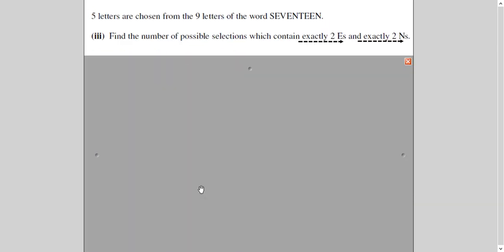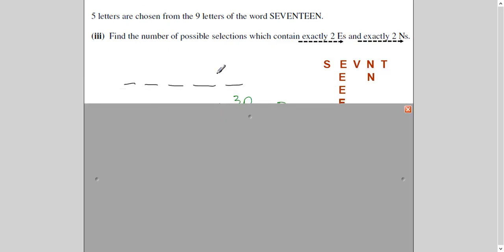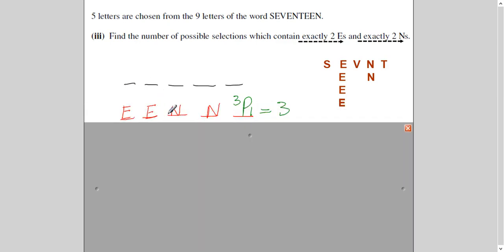Now, the second last part: 5 letters are chosen from the 9 letter word, which contains exactly 2 E's and 2 N's. Now, 1, 2, 3, 4, 5. Okay. So 2 E and 2 N are here. So forget them. They have taken the place. So only one space is left, out of 3 letters, T, V, and S. So 3P1.